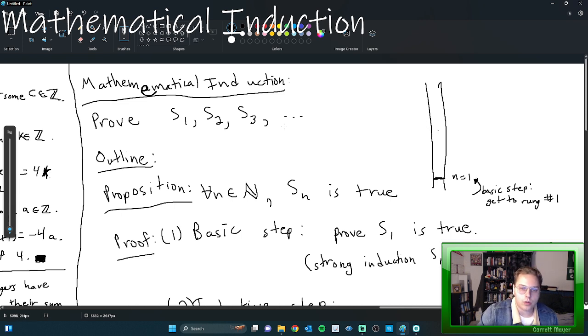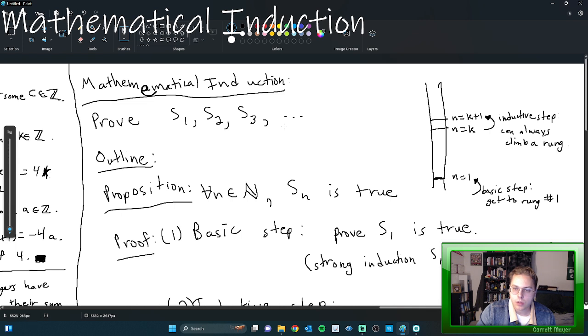Now, when you get to the inductive step, you're proving that you can always make this step. Once you're at k, you can always make this step. So that's the inductive step. You're proving both of these things true: that you can get to the first rung, and that once you're on a rung, you can always climb to the next step over and over again.